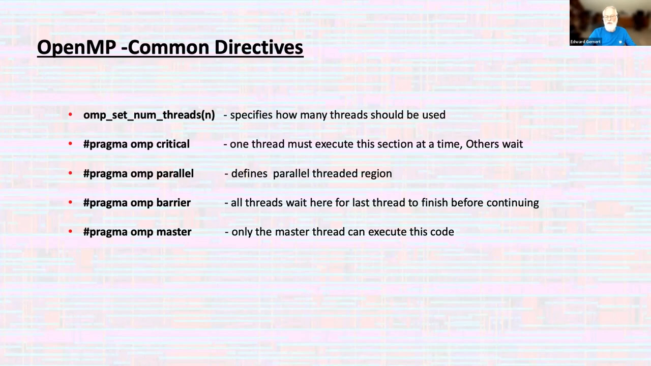OpenMP only has about 30, 40 directives that you can actually specify. You can specify how many threads should be used, what's a critical section, which means only one thread can execute this at a time. All the other threads must wait. You can define a parallel region. We discussed a barrier that says all the threads must wait here until they're all finished, and then you can continue. So you can have nested parallel threads that start up. And you can say only the master thread can execute this code. Those are the 5 top ones that we use.